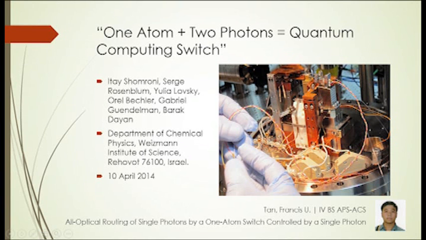One atom plus two photons equals quantum computing switch. This IEEE article involves a paper entitled "All Optical Routing of Single Photons by a One-Atom Switch Controlled by a Single Photon," authored by the following people from the Department of Chemical Physics in the Weizmann Institute of Science, Israel.